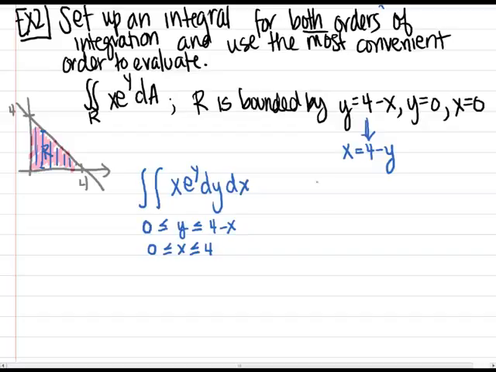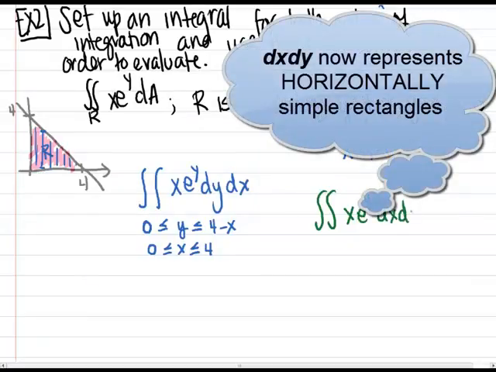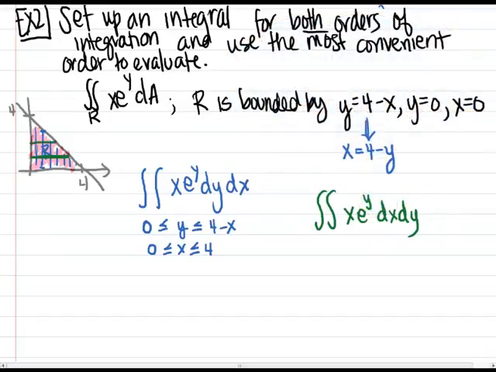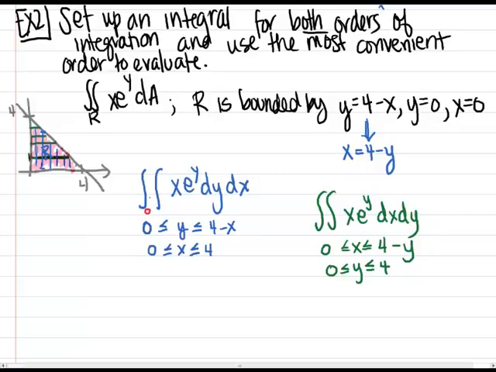Our other integral, if we write it out as x e to the y dx dy, we're going to have regions that are horizontal. So y is going to be bounded between 0 and 4, and the left-hand side of our rectangle is going to be 0, and the right-hand side of our rectangle is going to be the line, so 4 minus y. Let me go ahead and write in our bounds here: 0 to 4, 0 to 4 minus x, 0 to 4, and 0 to 4 minus y.